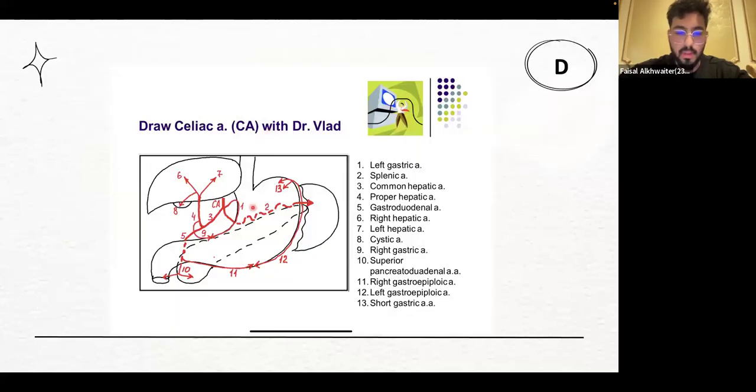Of course I'm using this picture a lot because I really like this picture that Dr. Vlad did. So as you can see, this is the right gastric artery that was eroded. So the ulcer is most likely in this area, the lesser curvature. It's most likely in this area, the lesser curvature.